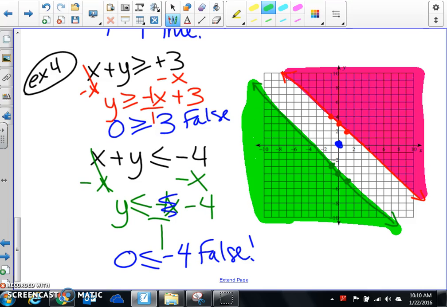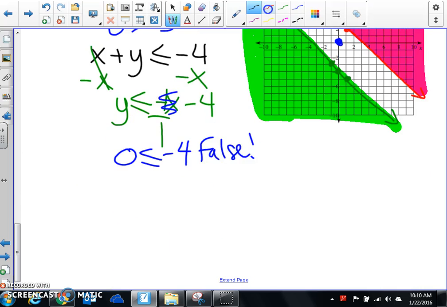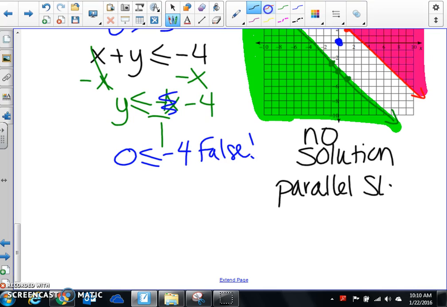Come on in. I'm almost done. So now I look at it, and if I'm looking at my colors, there's nowhere that they intersect. So if they can never intersect, I don't have a solution. So this would be an example of no solution. Now remember, you have to have parallel slopes for this to happen, because those shadings are never going to intersect.